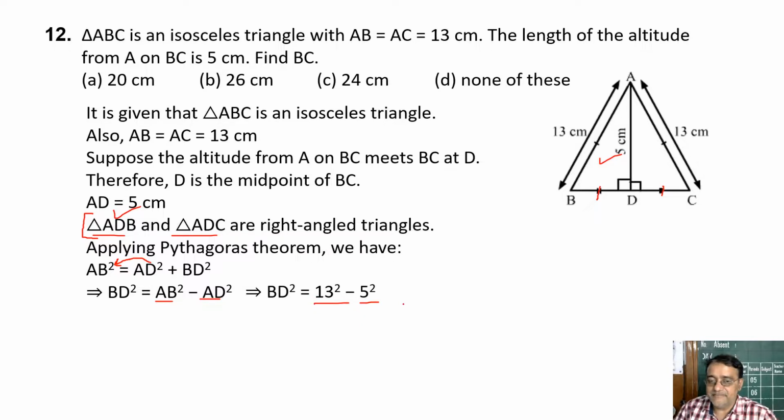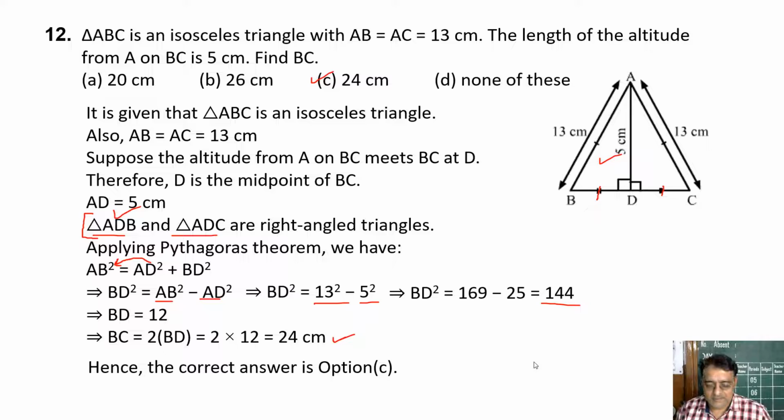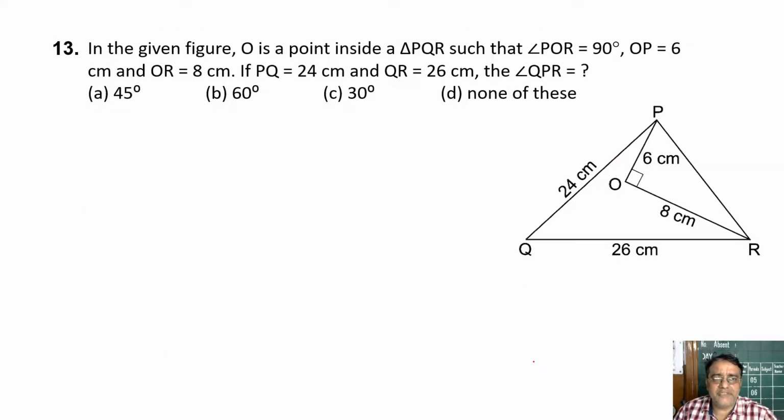How much will we get? 144. What is the square root of 144? 12. Right. We need to find BC. And BC, I told you it is 2 times BD. So what is BC? 24 centimeters. So which option is the correct one? Option C. Right? Any doubt? No, sir. Okay. So now we are moving toward question number 13.